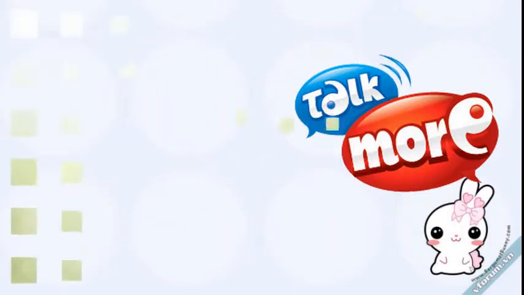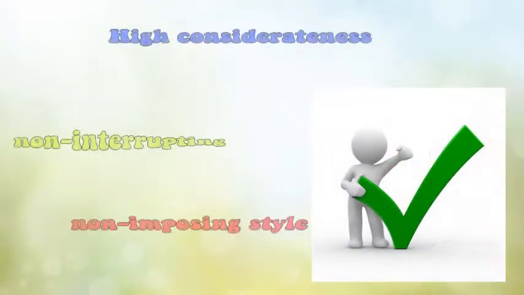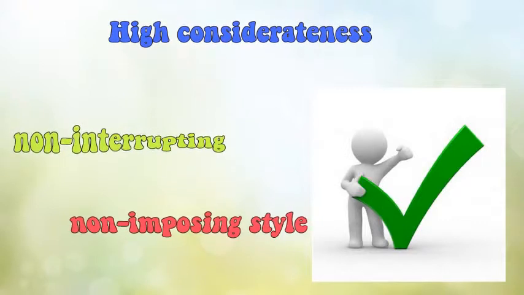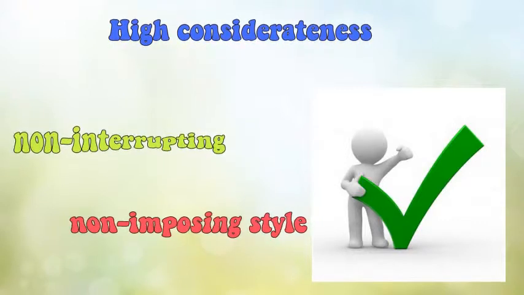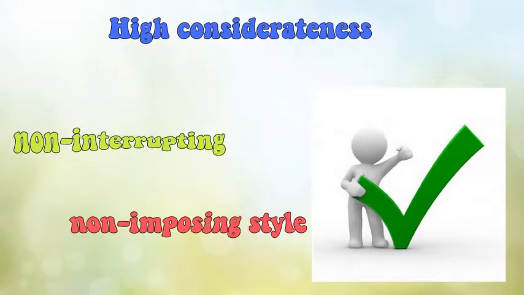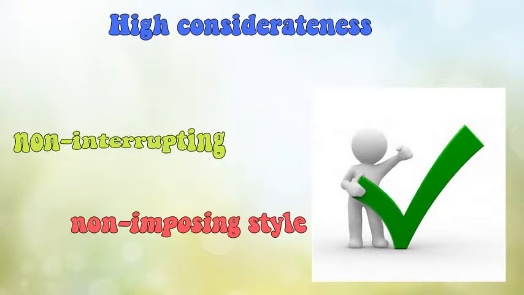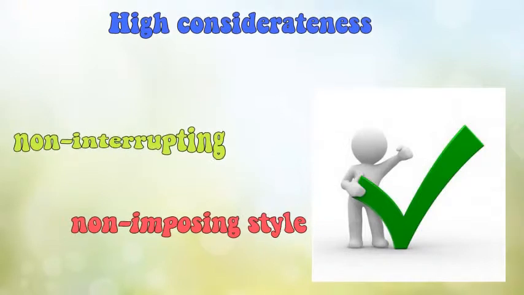discussion. While in high considerateness conversation, people tend to speak one at a time, use polite listening styles, and refrain from interrupting. Moreover, they usually give plenty of positive and respectful responses to their conversation partner.